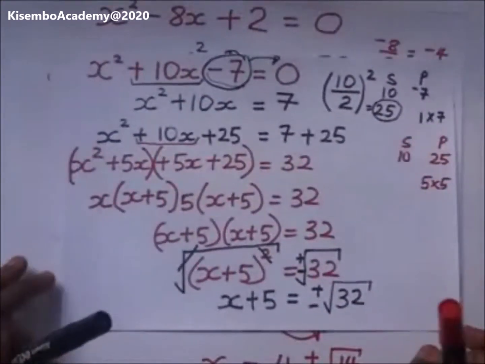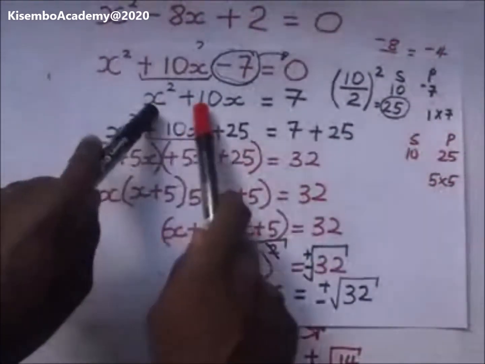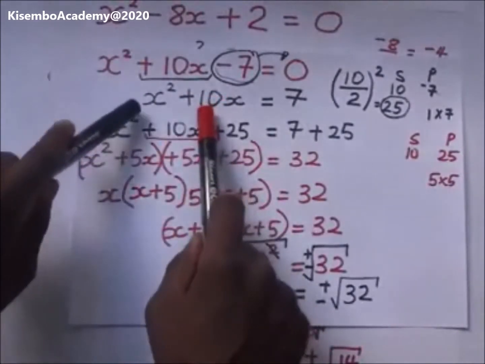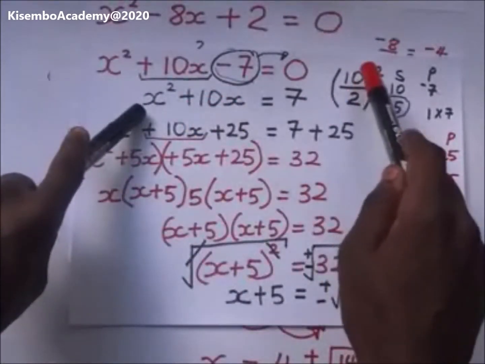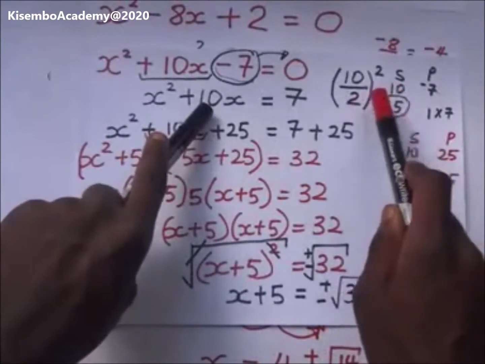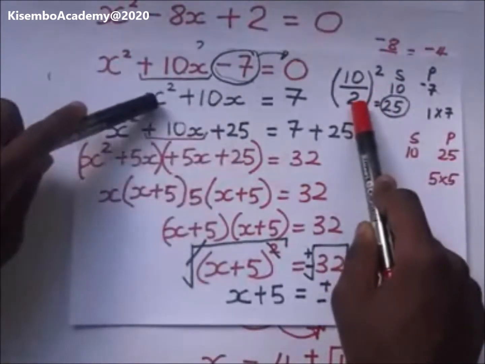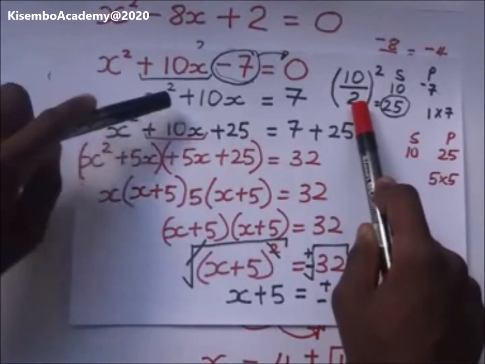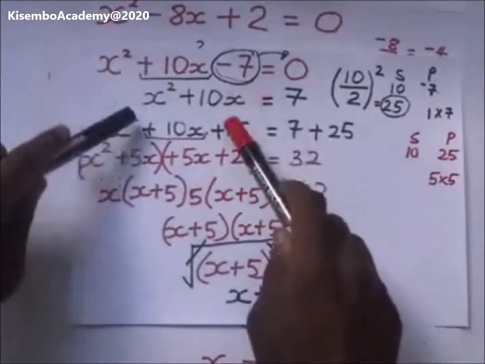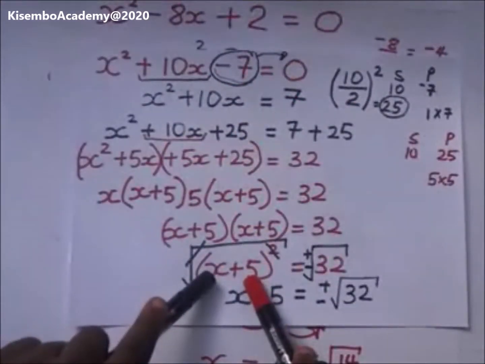It's the same with the example we did before. If you look at that, it's still the same thing. If you look at this value of 10, we said it is 10 divided by 2. 10 divided by 2 we get 5. So it's going to be x plus 5 in brackets squared, which is what we got here.